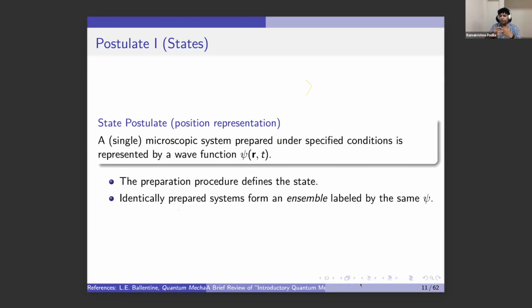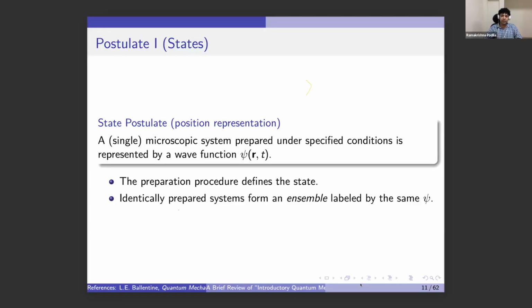So we come up with the first postulate, which is the state postulate, where we are saying that any microscopic system, like the electrons being emitted from the filament or the source in the Hitachi experiment, or the electrons in the Davisson-Germer experiment, or the mercury vapor where we observed discrete energy levels, is prepared under specified conditions, and the state is defined by how the system is prepared. So the preparation procedure defines the state or the wave function. Identically prepared systems form an ensemble of systems that are labeled by the same wave function.